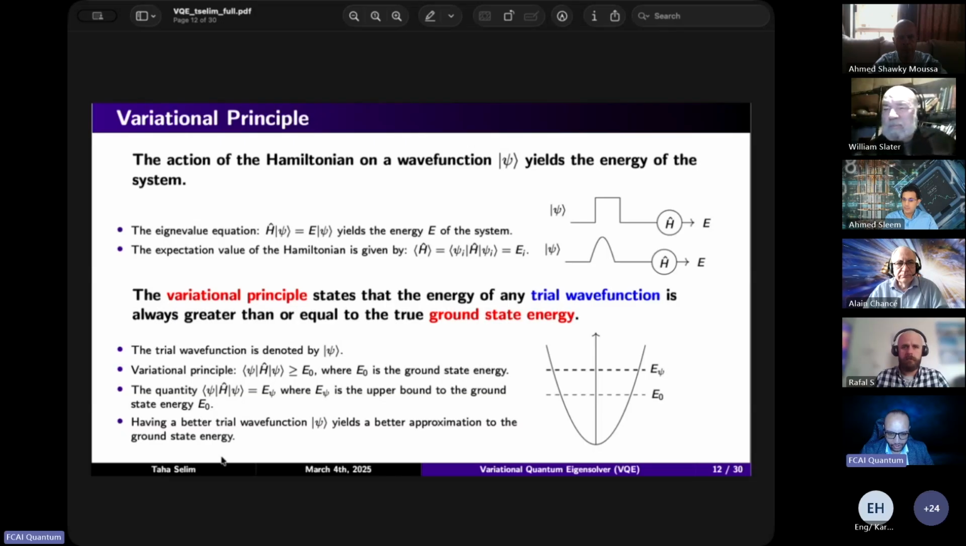Okay, so now the conclusion: if we have a better trial wave function, that would yield a better approximation to the ground state.